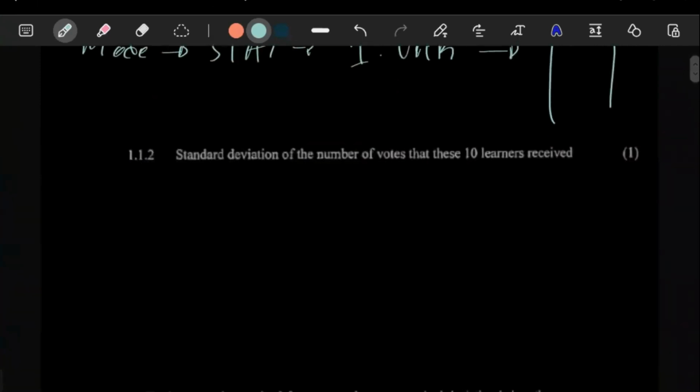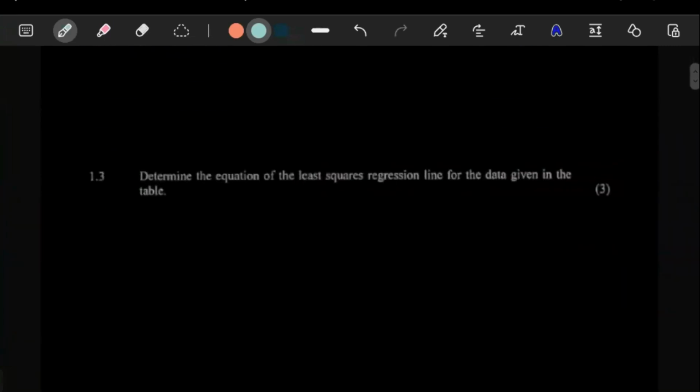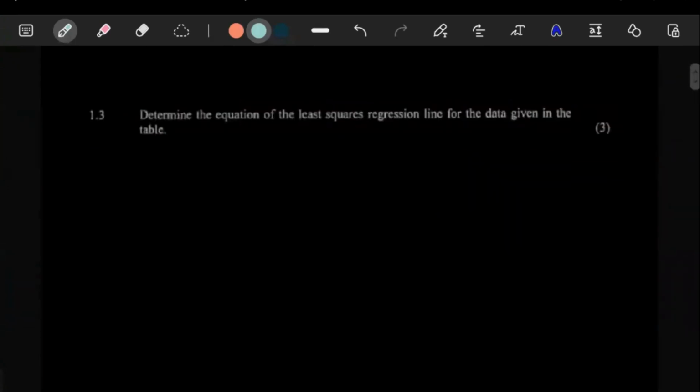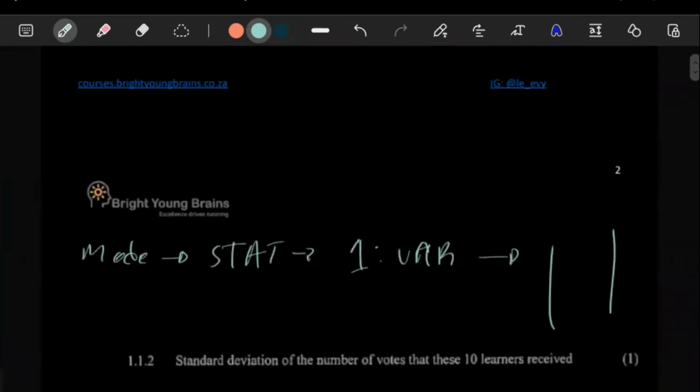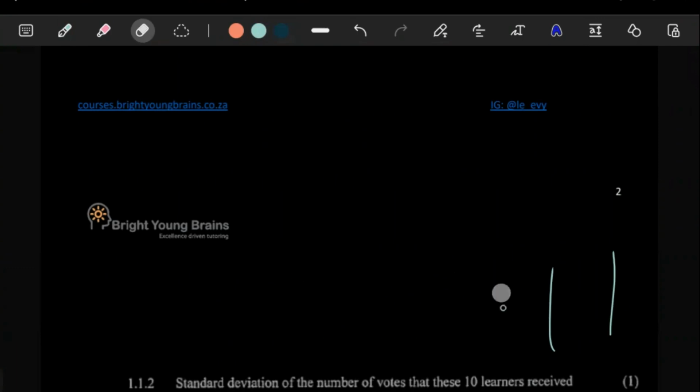Standard deviation of the votes. The learners who received the less votes, blah, blah, blah. Determine the equation of the least squares regression line. Since they're eventually asking us for the equation of the least squares regression line, it makes sense for us to put both sets of data into our calculator instead of just one, and then have to worry about the other one.